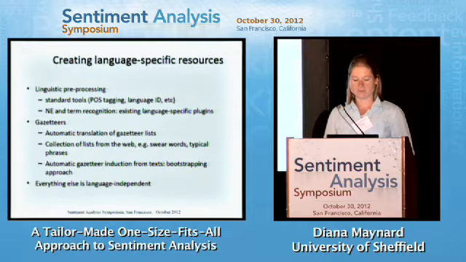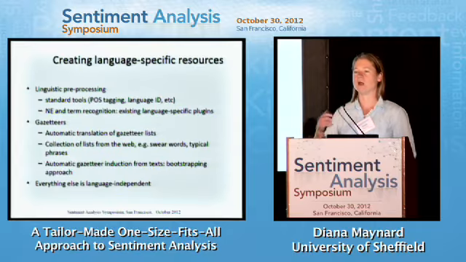We also have a process for automatic gazetteer induction from texts, which is a kind of bootstrapping approach where we annotate some text, we automatically produce gazetteer lists from certain annotations, and then we look at the context surrounding these.